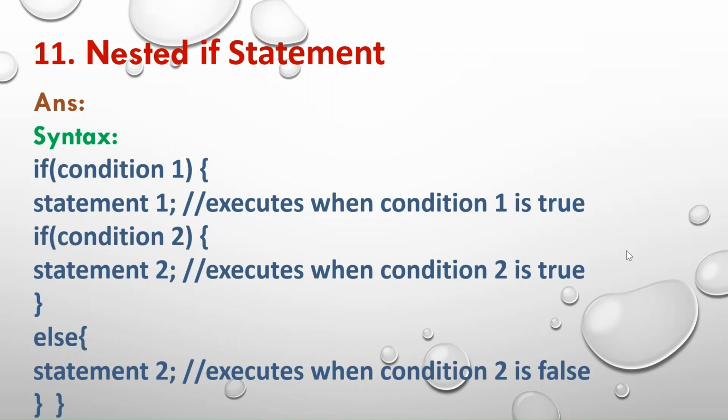Suppose this particular condition fails, directly we go to the else part. If this condition is true, we enter into the block and again we check one more condition. So this if condition is inside the outer if condition. So this concept is called a nested if statement.